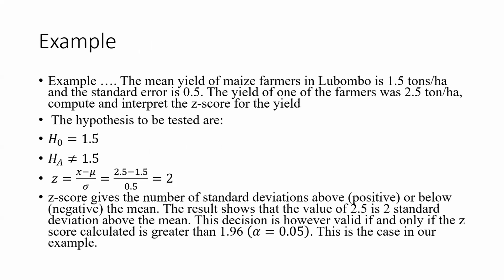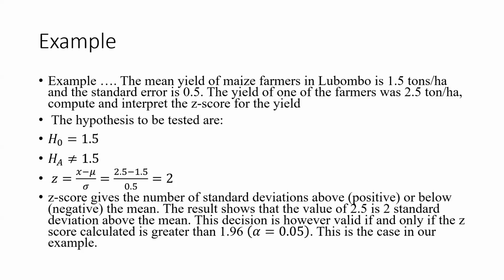So let's look at a typical example. Let's say the mean yield of maize farmers in Lubombo is 1.5 tons per hectare, and the standard error is 0.5. We know the standard error, we know the mean.